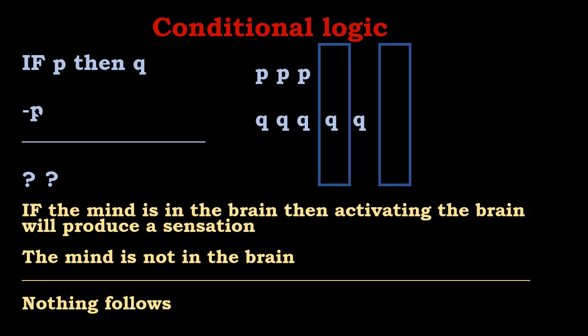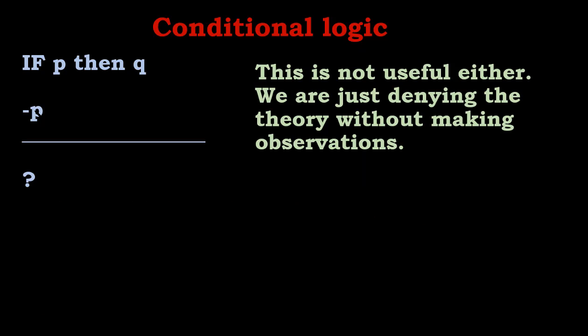If the mind is in the brain, then activating the brain will produce a sensation. Now we say the mind is not in the brain. It's like we are contradicting ourselves, and so that's not what we do in science. Anyway, with the argument, we cannot conclude anything. So let's try a different one.